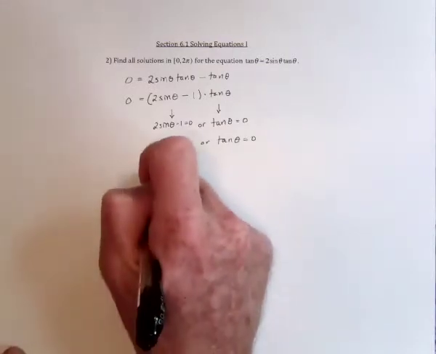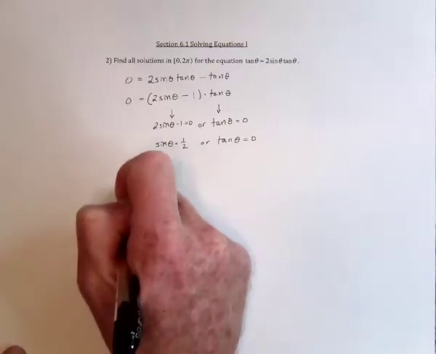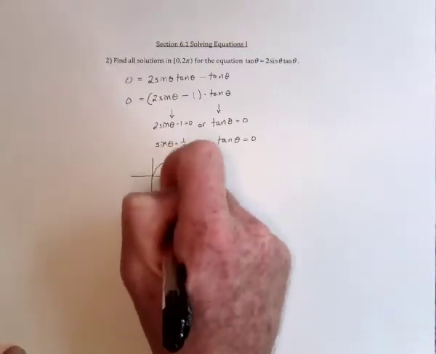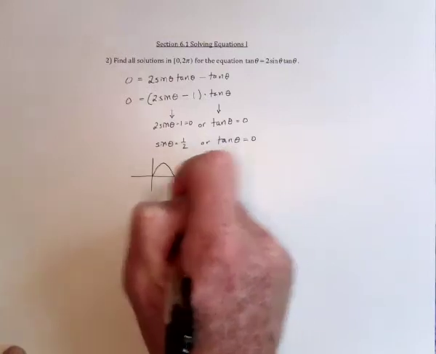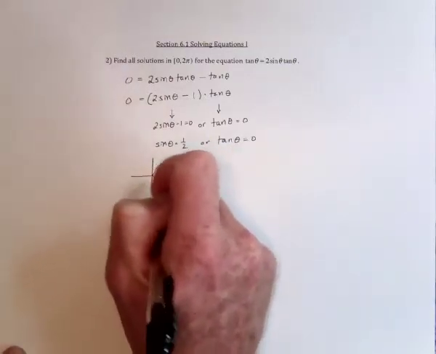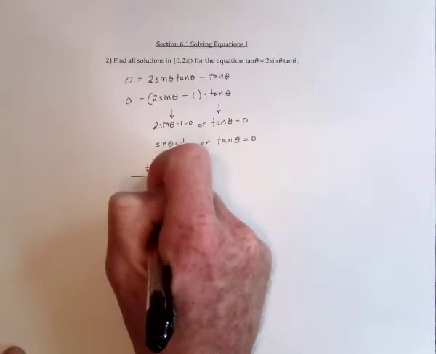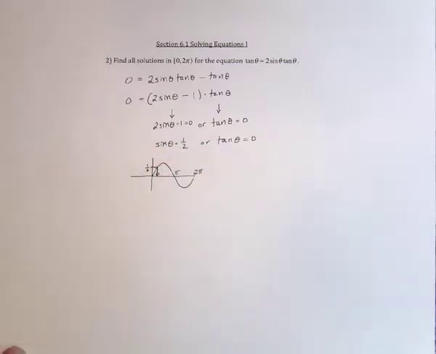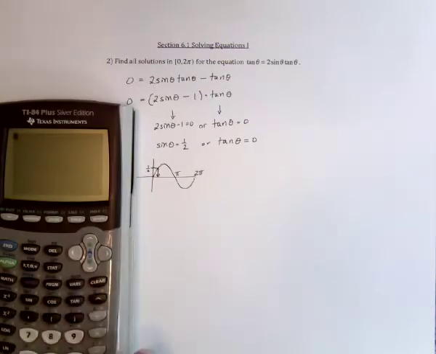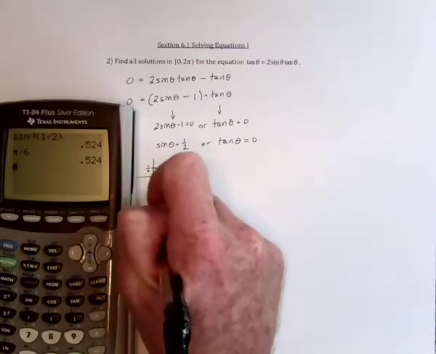So sine equal to 1/2. Here's 2 pi, and here's pi. So 1/2 would be about here. There's going to be one answer pretty close to 0. So sine inverse of 1/2, and that I recognize as pi over 6. Let me double check. It's pi over 6. So pi over 6 is one possibility.